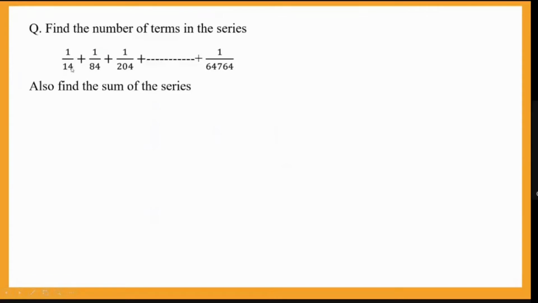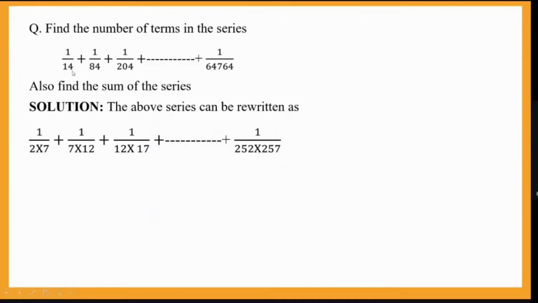So I break this. I change the above series: 1/14 can be written as 1/(2×7), 1/84 can be written as 1/(7×12), 1/204 can be written as 1/(12×17), up till 1/64,764, which can be written as 1/(252×257). This is the most important step because this tells me how I have to proceed.